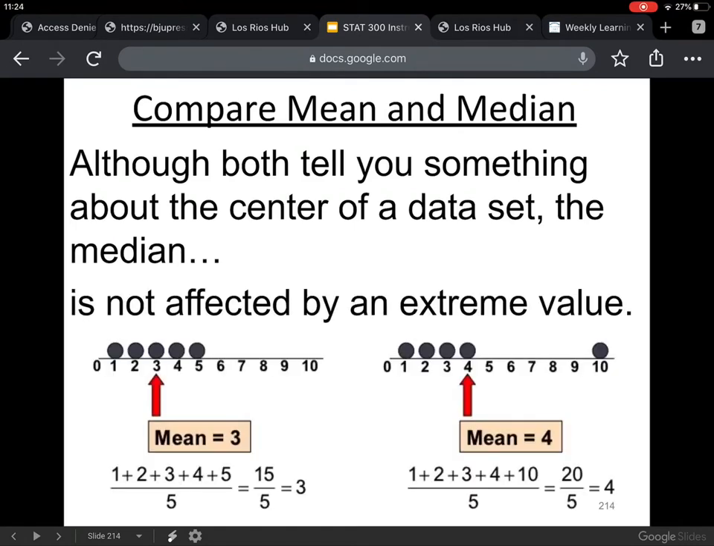Okay, the median is not affected by an extreme value. That's the bottom line. Let's compare that with this example here. In this first case, take a look. I have the number of values 1, 2, 3, 4, 5.